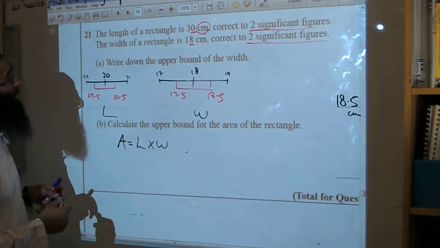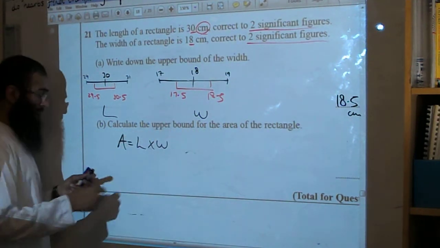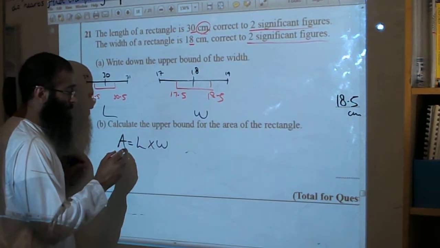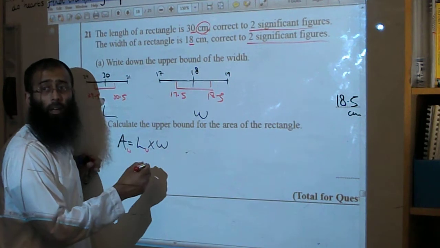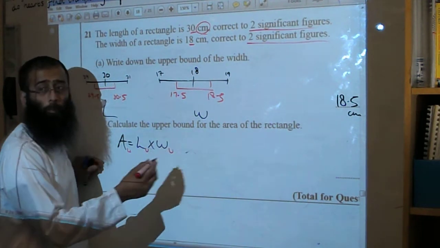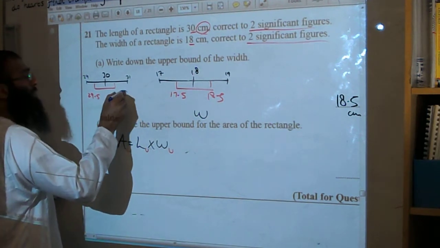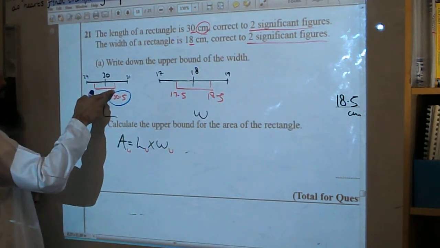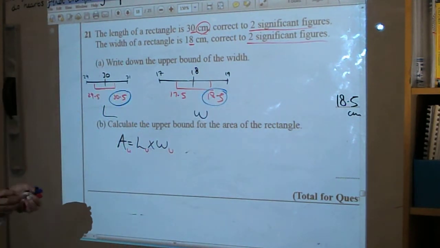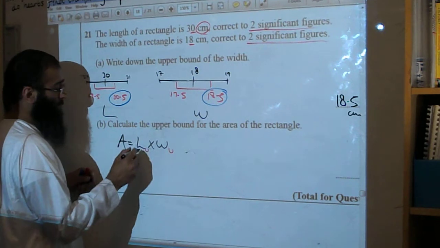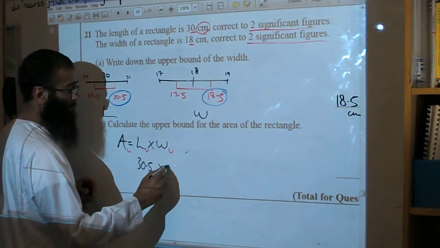We will need to work out the upper bound for the area. So if I want to make A upper, I want to find the biggest possible answer the area could be, I must start with the length upper and times it by the width upper. Where is the length upper? Here, the biggest length. Where is the width upper? There. So let's put these values in. The length upper is 30.5. The width upper is 18.5.